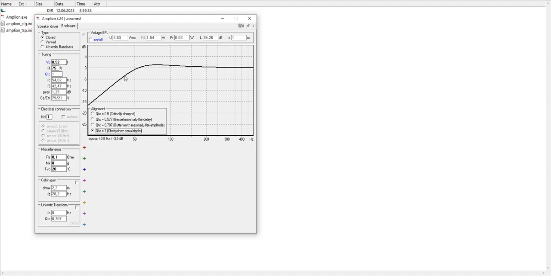F3 is linked to QTC, which describes the loudspeaker's overall damping. A QTC of 0.707 indicates good balance between electrical and mechanical damping. For this value, FC equals F3. Lower QTC means more damping and controlled response, while higher QTC means less damping, resulting in a peak.